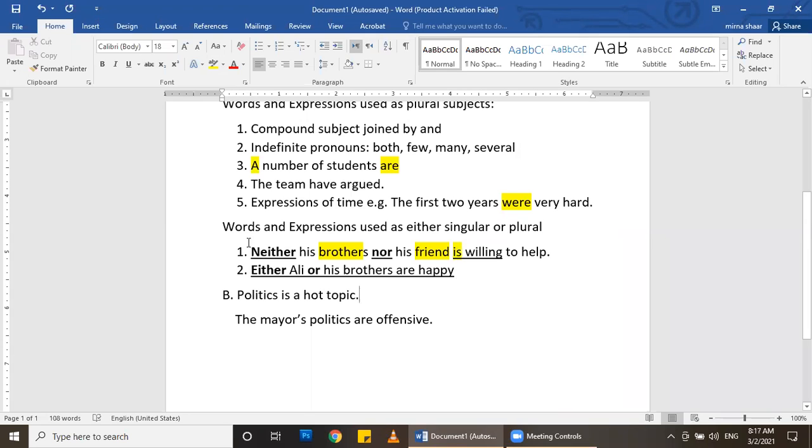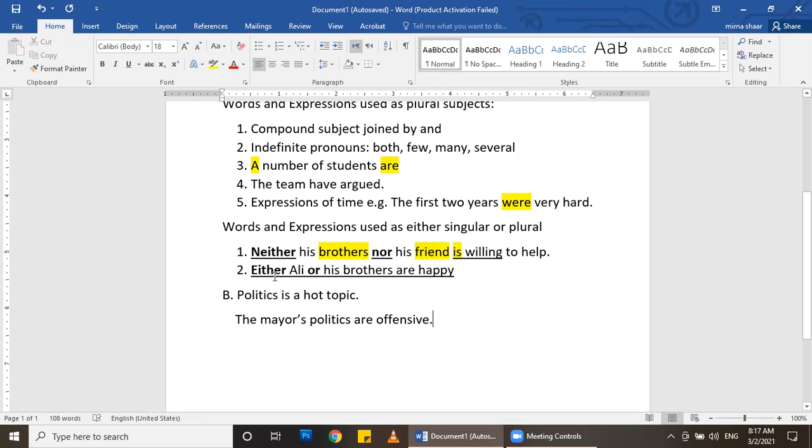What's the rule here? We have a compound subject, meaning that I have two subjects in the sentence, brothers and friend. Why did I consider it singular? Yes, the subject nearer to the verb. Excellent. The subject that is nearer to the verb is the one I have to look at. Here I have brothers and friend. The one that is nearer is the word friend. I ask myself, is it singular or plural? If it's singular, I have to add a singular verb.